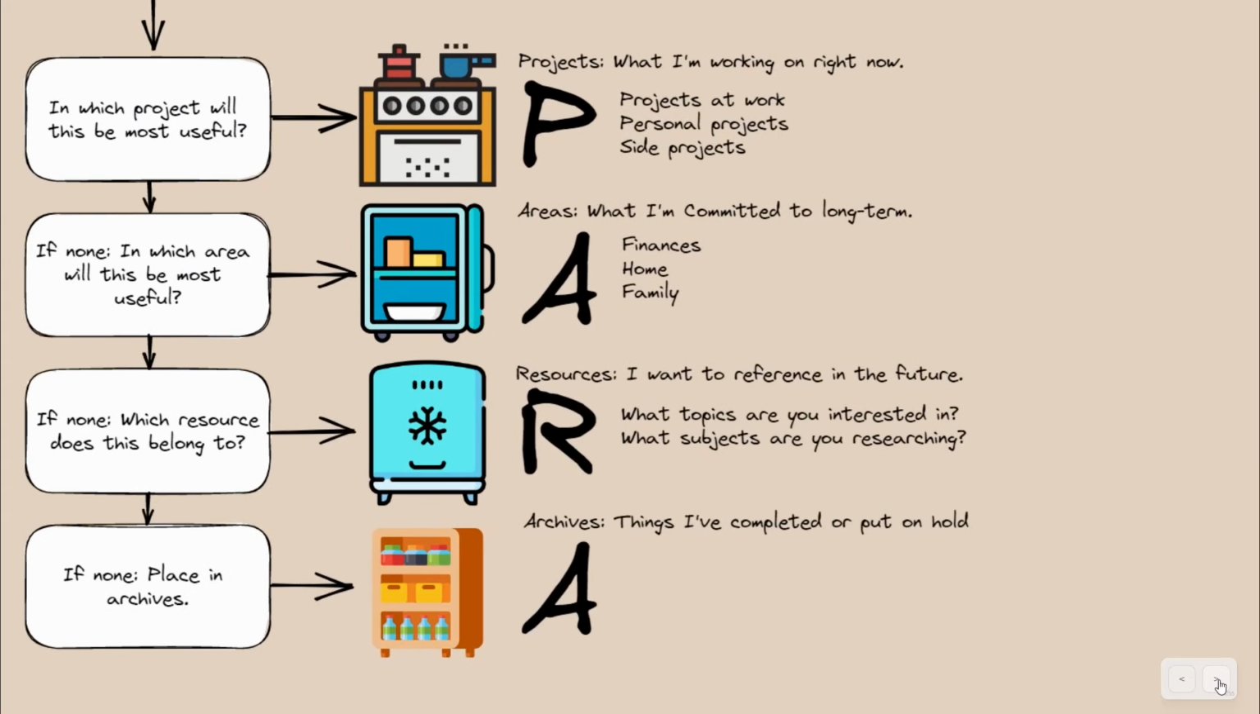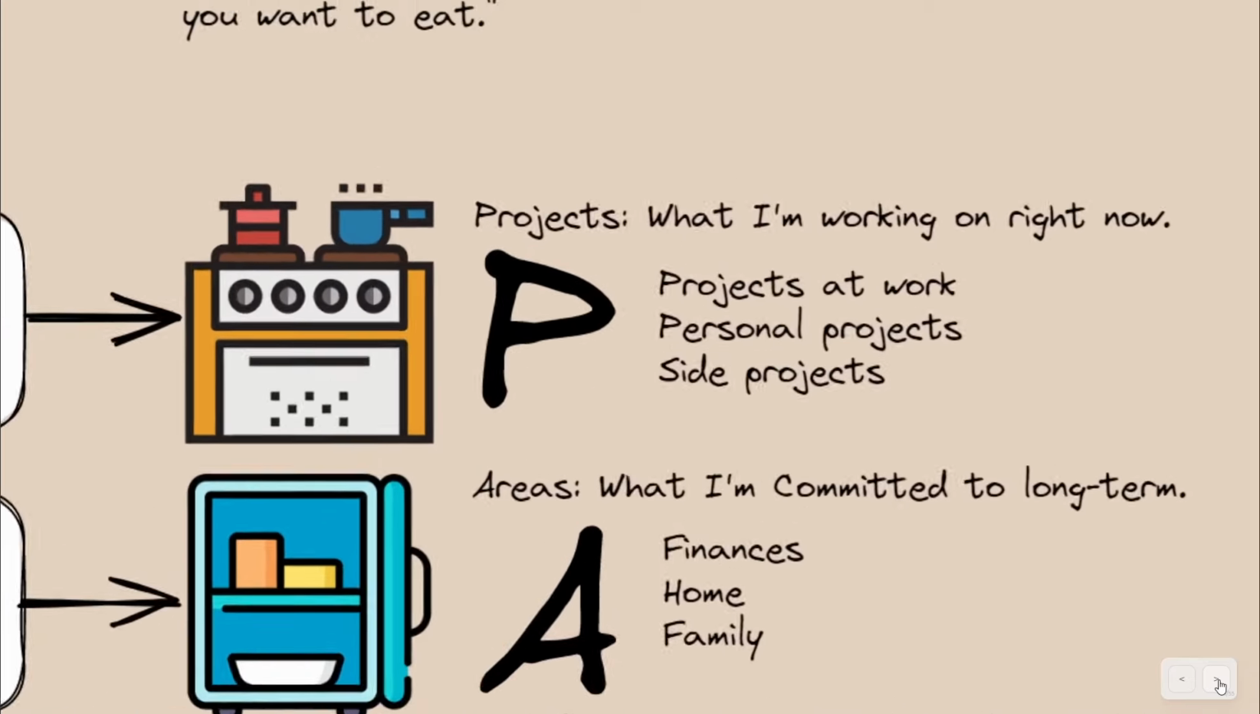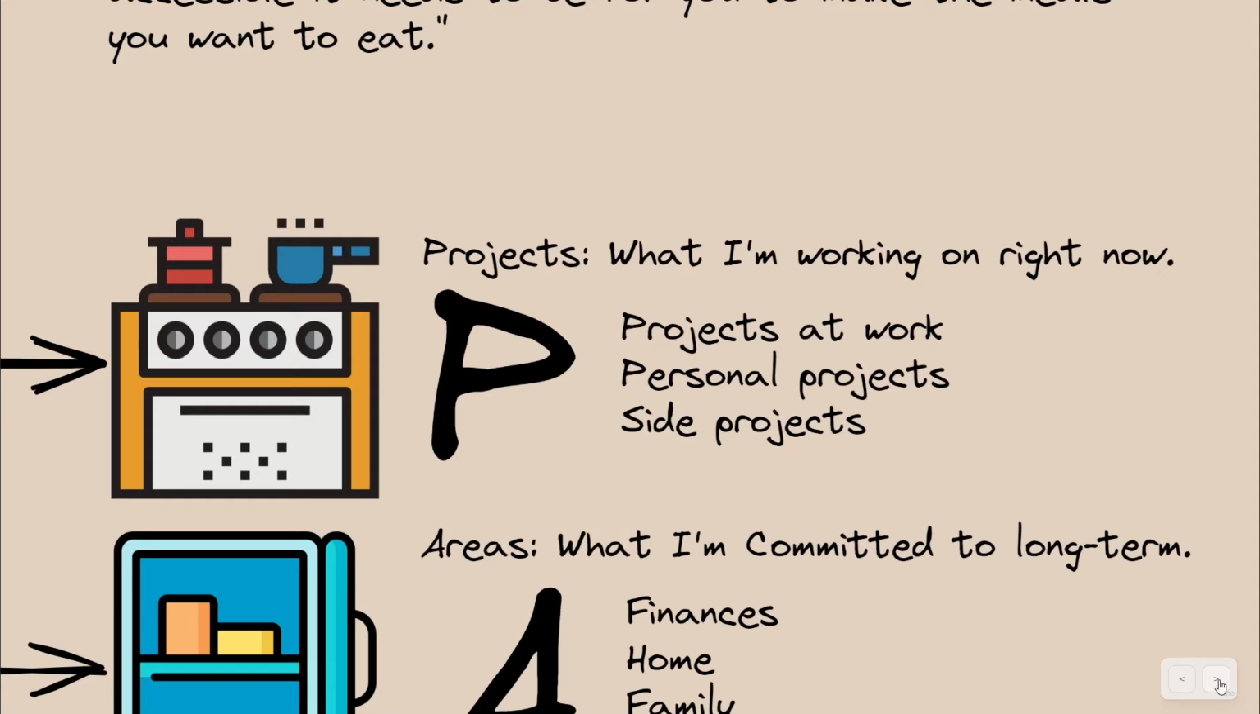Tiago's Para method is a highly effective system for organizing digital files. In fact, he uses the metaphor of cooking to explain the 4 key areas of his system. The first area is projects, which are like dishes cooking on the stove that require your immediate attention.